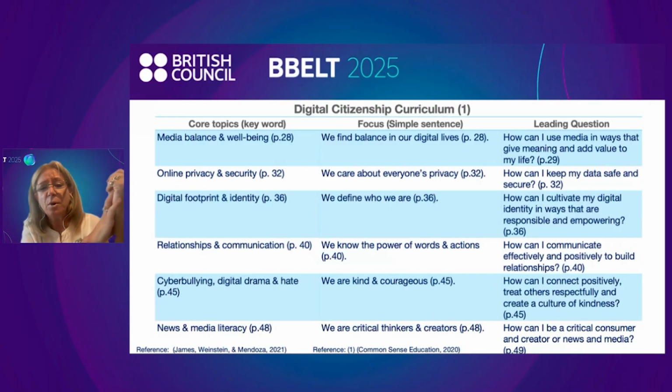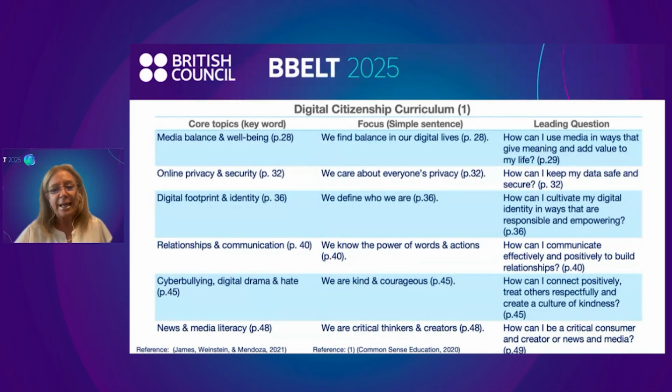We care about everyone's privacy. Well, the point here is to start teaching children and youngsters from early ages that the data that they have should always be kept private and should not be disclosed to people that they don't know. And even if they know someone, they should be very careful with what they share.